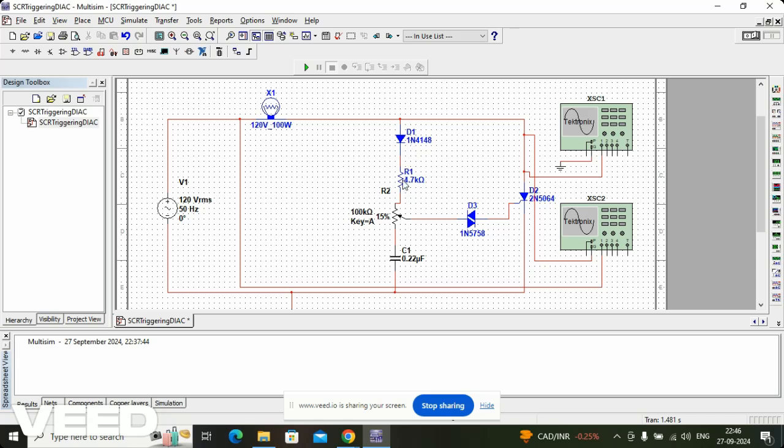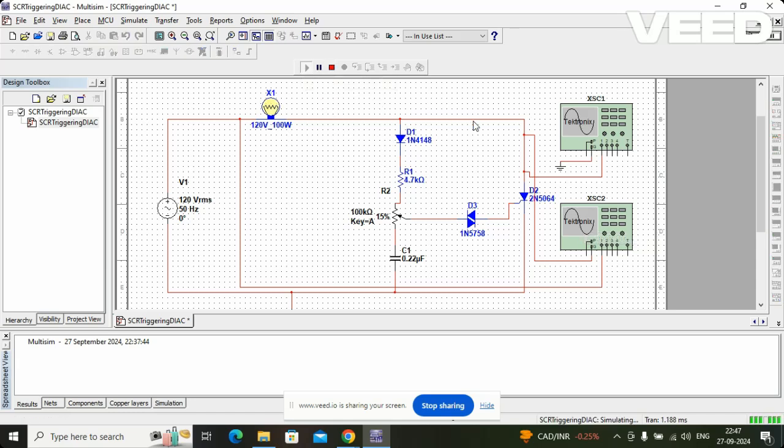We have a diode, we have a 4.7k resistance, we have a 100k pot and a 0.22 microfarad capacitor, and the pot is connected to the DIAC, and the DIAC is connected to the gate terminal of the thyristor. Now let's see the output voltage or the thyristor voltage as well as the output voltage of this circuit. Now let's run this simulation.